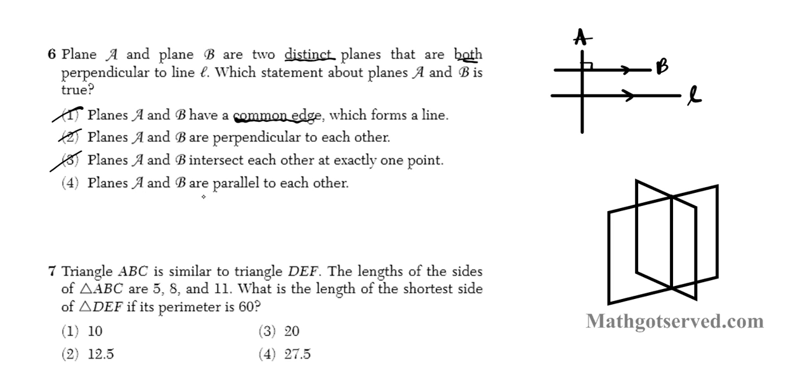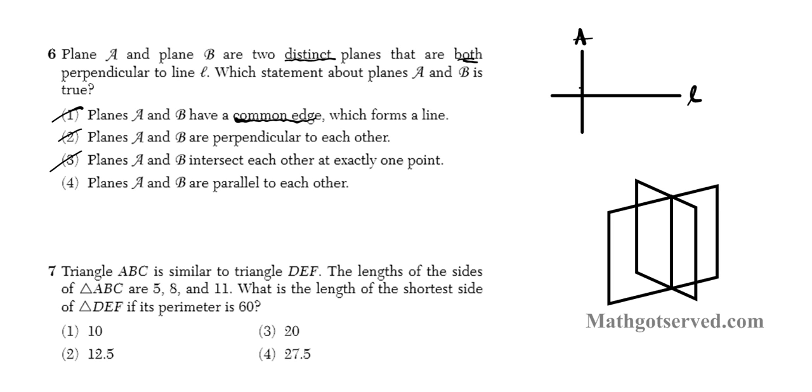Option 4 says planes A and B are parallel to each other. That makes perfect sense because let's go back to this sketch I made right here. I'm going to take out plane B. Take out plane B, and there you have the line L. And then let's draw the angle that indicates perpendicularity.